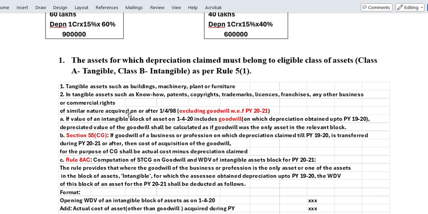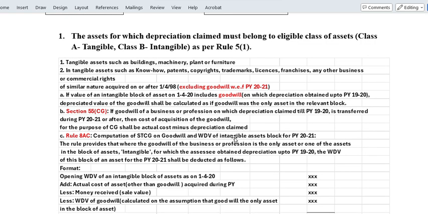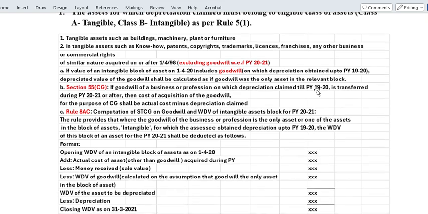Tangible assets, we have already discussed. Now, from previous year 2020 onwards, goodwill is not considered as an intangible asset. Before that, it was considered an intangible asset. Then from previous year 2021 onwards, it is removed with effect from 2021.